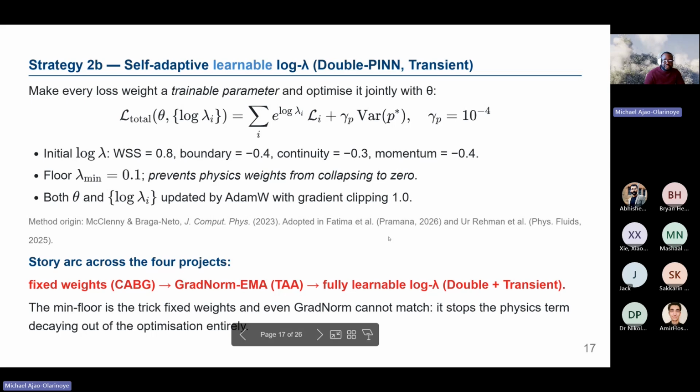Okay, and this stops the physics loss from decaying out of the optimization entirely, which is one of the things we discovered when training most of these models. That the physics sometimes either tries to dominate or decays very quickly out of it. Okay.